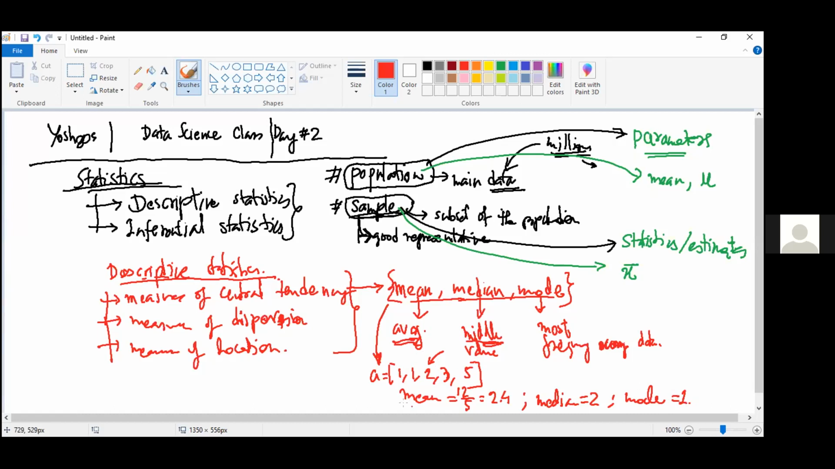One thing to note is that mean and median are majorly used for numerical data, and mode is used for categorical data.